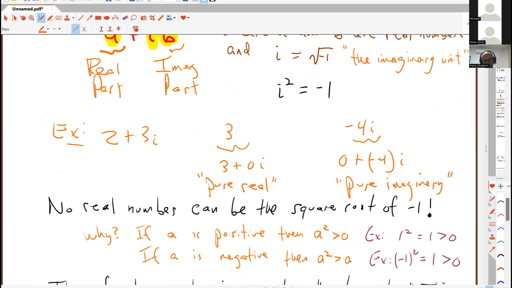So what is the problem with this definition? The problem is that no real number can be the square root of -1. The reason is that if you take a positive real number and square it, you get a positive number, and if you take a negative real number and square it, you get a positive number. So the square root of -1 can't be positive, it can't be negative, it can't be zero, because when you square zero, you get zero. So it just can't exist in the real numbers. There is no real number whose square is -1.